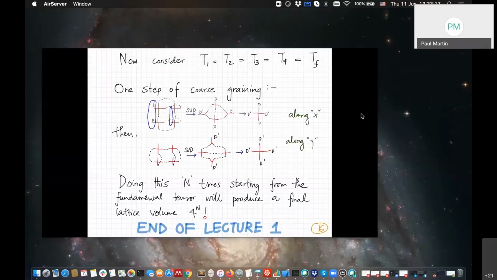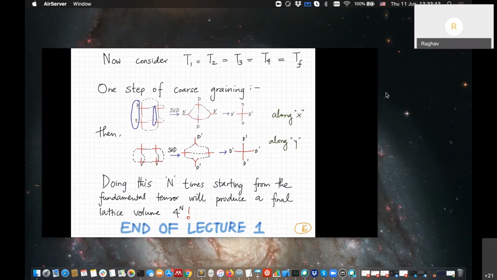Today this is lecture 2 of these tensor networks algorithms and applications lectures. I'll just start from where we left off yesterday. So this was the page on which we finished yesterday, and this is where I'll start.